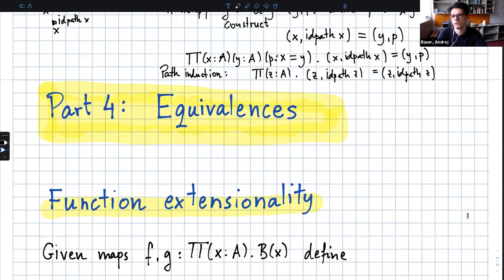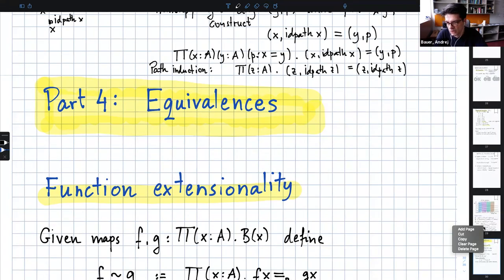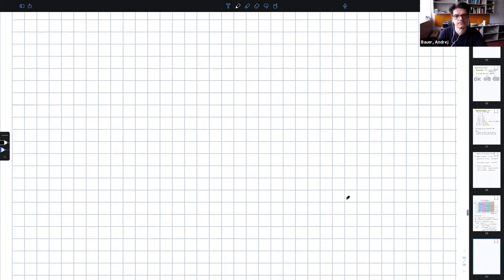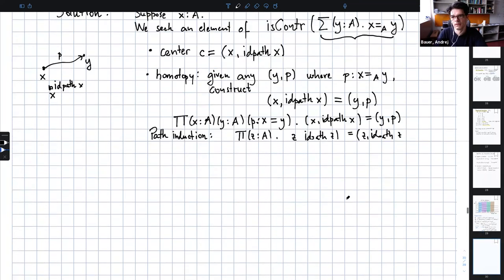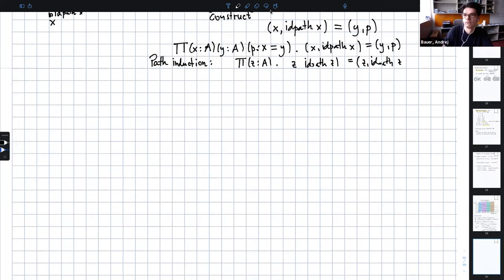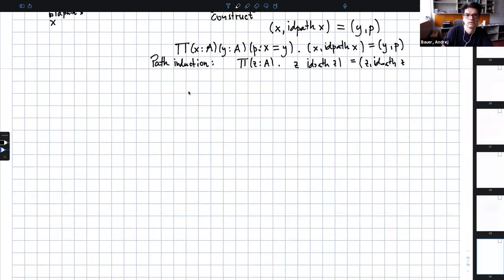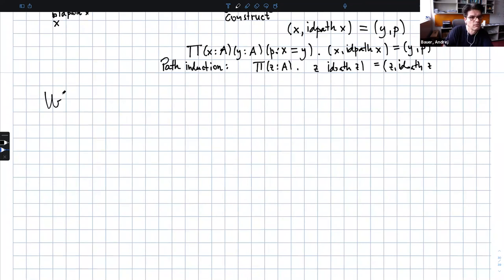Okay, so I'm going to insert here. So some people like this explanation. Why? I think my tablet got tired. It's as if it's losing CPU power. Why does path induction work? Maybe my hand is losing power.